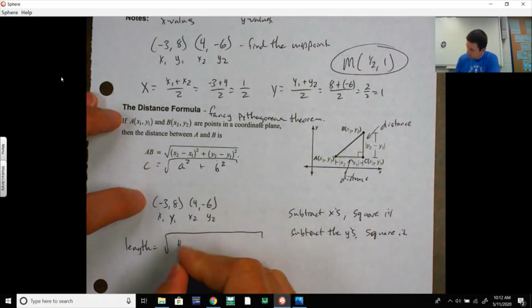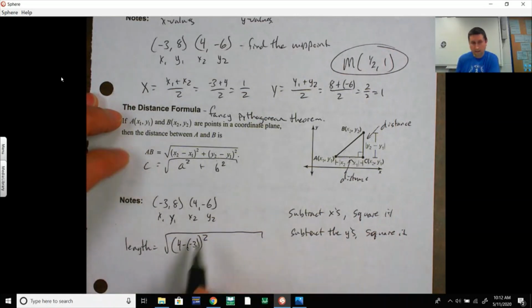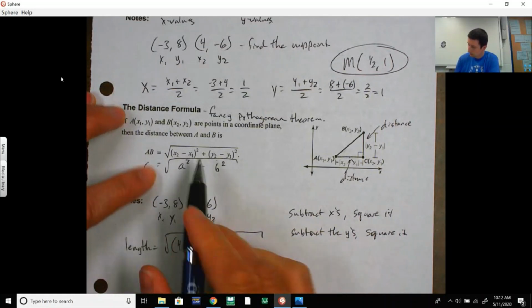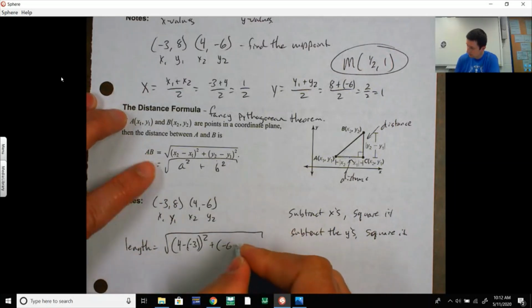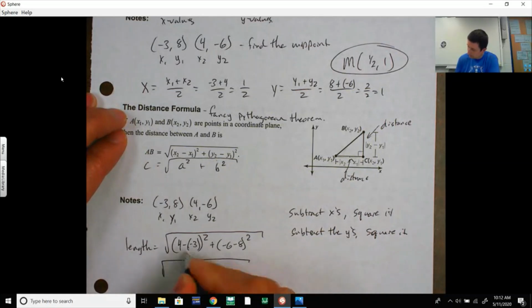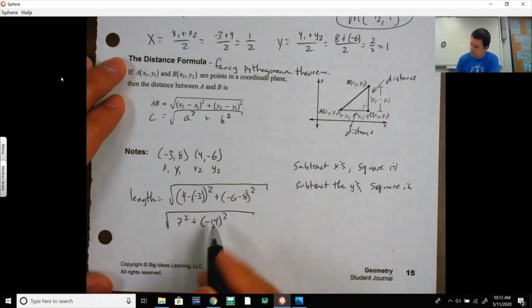So 4 minus -3 squared. Careful how you did that. Notice that I subtract them, but I'm subtracting a negative. So x2 minus x1 plus y2, -6 minus 8 squared. Subtract them: 4 minus -3 is 7 squared, plus -14 squared. See the parentheses, the negative there? That is important. Keep that in parentheses, especially if it's a negative.